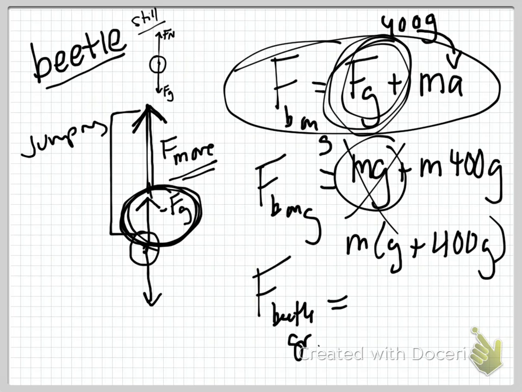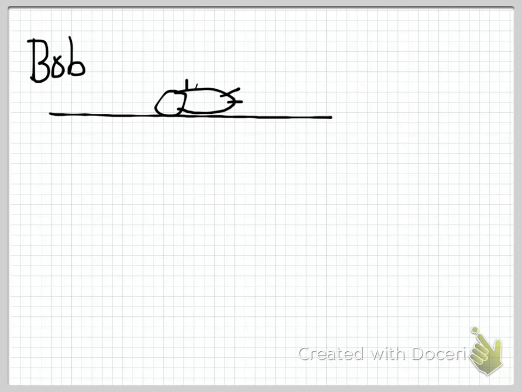Let's put the conceptual stuff together, because I'm sensing gaps. So we've got Bob, and I'll even draw Bob like that. He looks like a quick beetle, actually. If Bob is just laying on the ground, I think you can all agree that the net force on the y-axis is the force of gravity and the normal force, right? He's just laying there like a big slug.